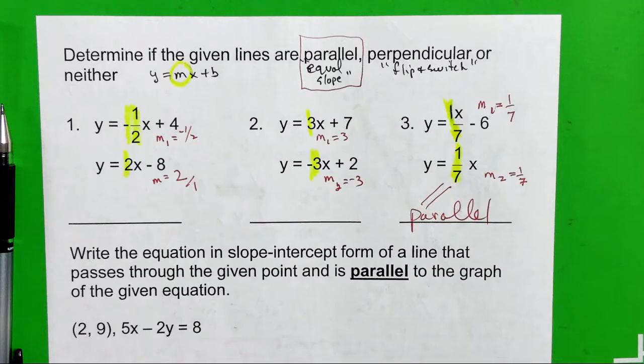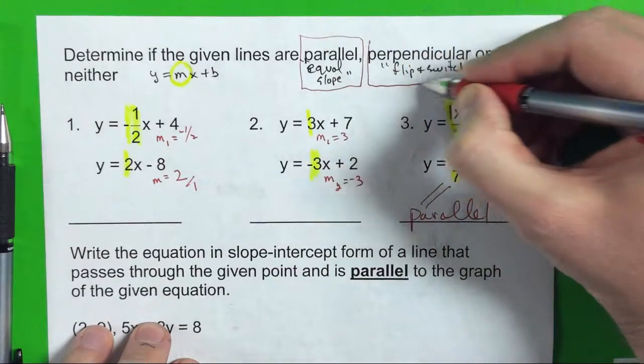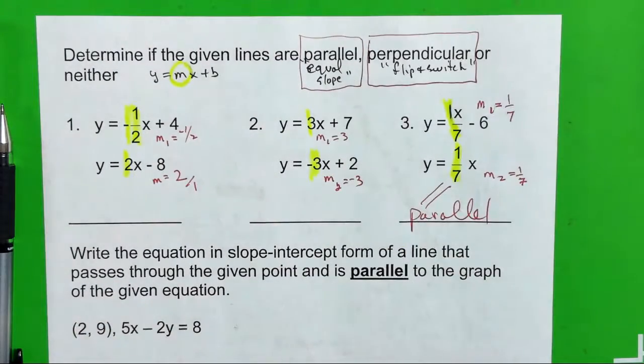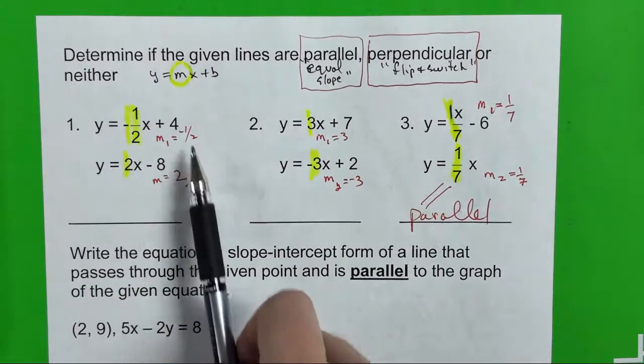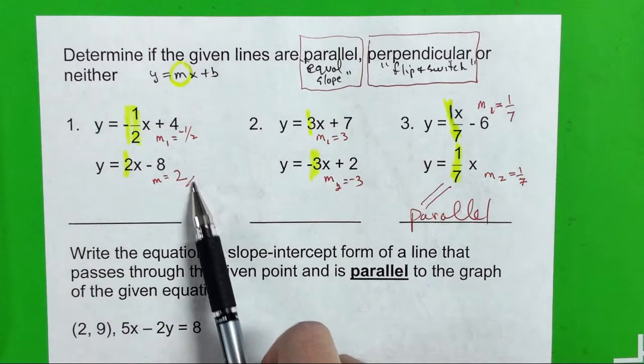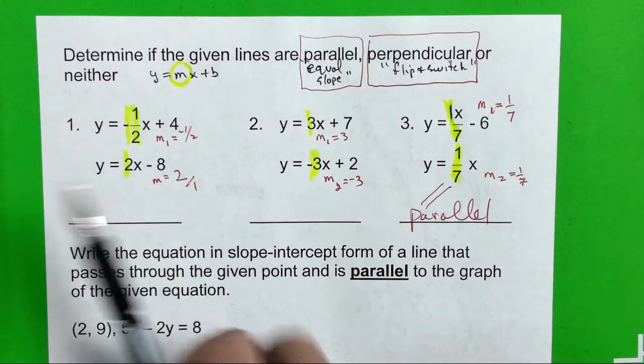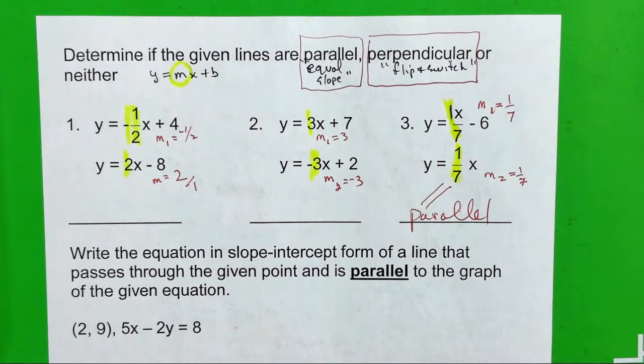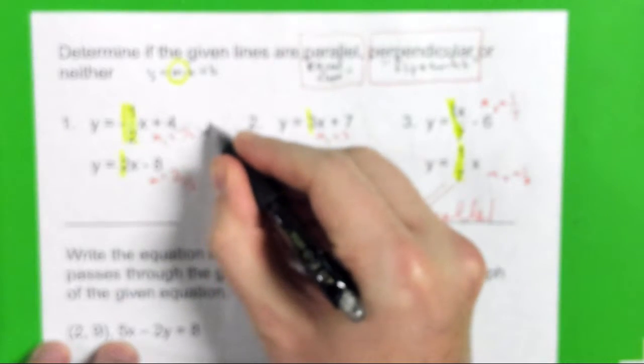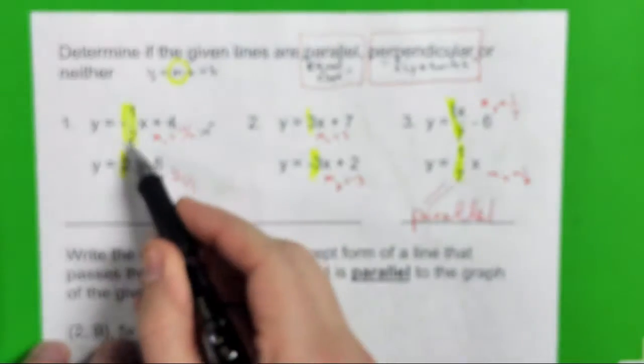Okay, now, since we've done parallel, let's look for perpendicular. Does flip and switch work? So Ruby, help me out here. In number 1, they're obviously not the same, but if we took one of these, could we flip and switch it and get the other one? You choose. You want to use the first slope or the second slope? She wants to use the first slope. So, Ruby, if I flip it, what's it going to do? What are the numbers? Don't worry about the sign yet.